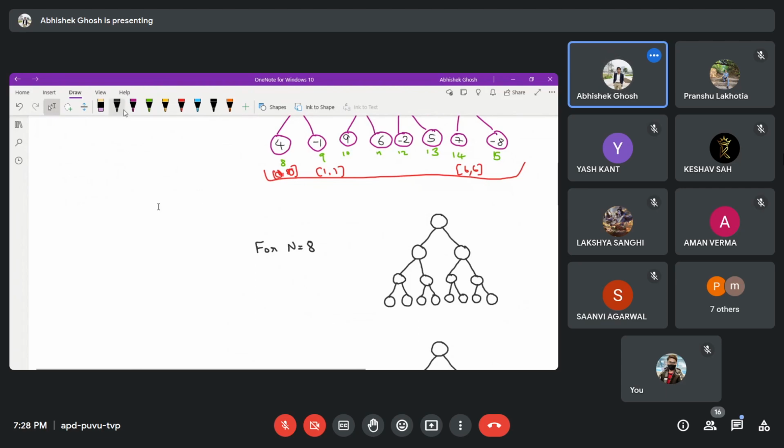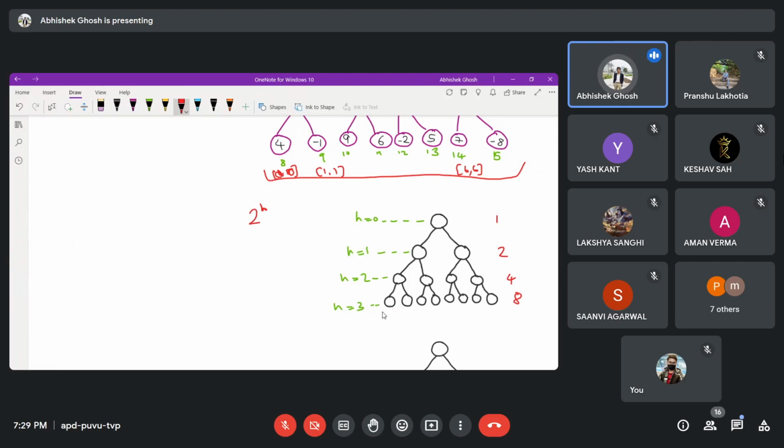Let's say at this level the height is 0, at this level the height is 1, at this level the height is 2, and at this level the height is 3. If you look closely, what is the number of elements at each level? At this level we have just a single element, one node basically. At height 1 we have two nodes, at height 2 we have four nodes, at height 3 we have eight nodes. So the number of nodes at each level is nothing but 2 power h, with h being the height, starting from 0 up till 3.